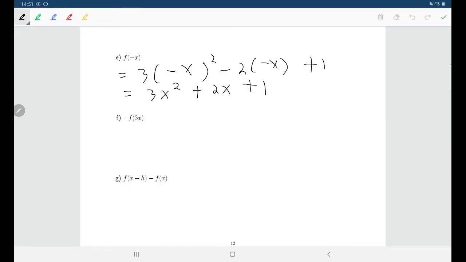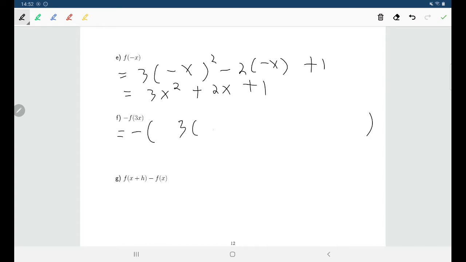For the next one, we have two things to do. So here, notice that there's a minus, a negative out front. So two things. Number one, f of 3x, that's taking our original function and replacing all of the x's with 3x. And then once we found that, we're going to be multiplying that all by -1. So that means we'll have -1 multiplied by f of 3x.